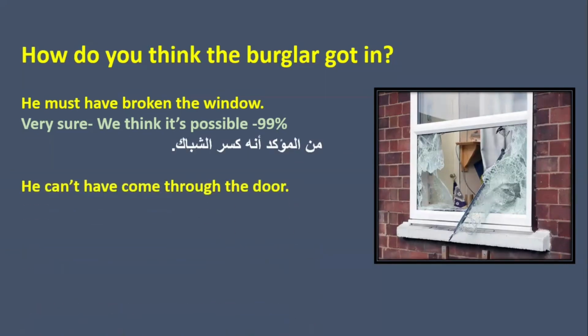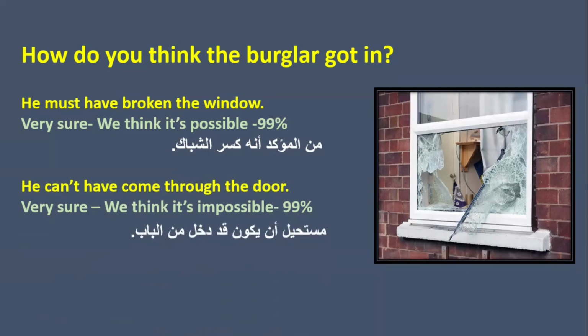He can't have come through the door. Now I'm sure this is impossible. It's impossible for him to have come through the door. مستحيل أن يكون قد دخل من الباب. Otherwise, why would he have to break the window if he has a door to use, right? فمن المستحيل أنه يكون دخل من الباب.